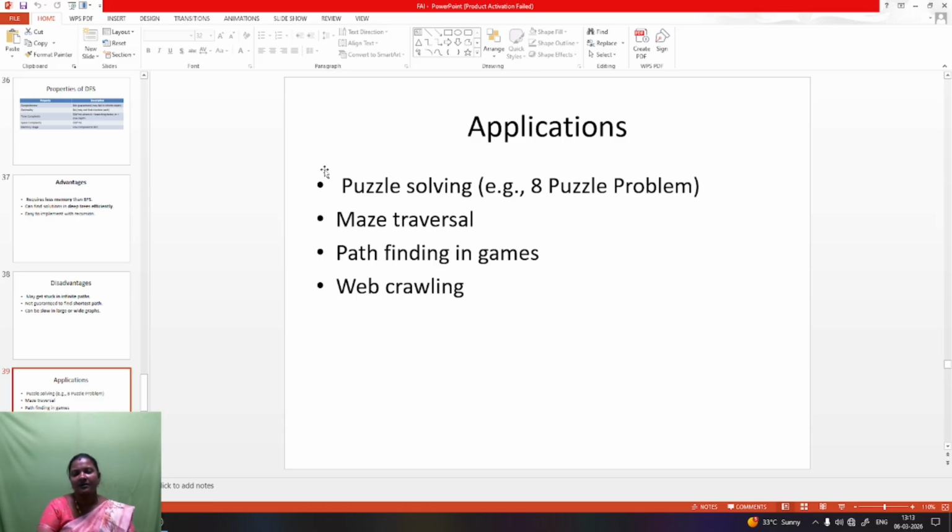Applications. It is used in problem solving, that is the 8 queens problem or 8 puzzle problem, then maze traversal, path finding in games, and web crawling. The following areas use the concept of the DFS algorithm: puzzle solving, maze traversal, path finding in games, as well as web crawling.